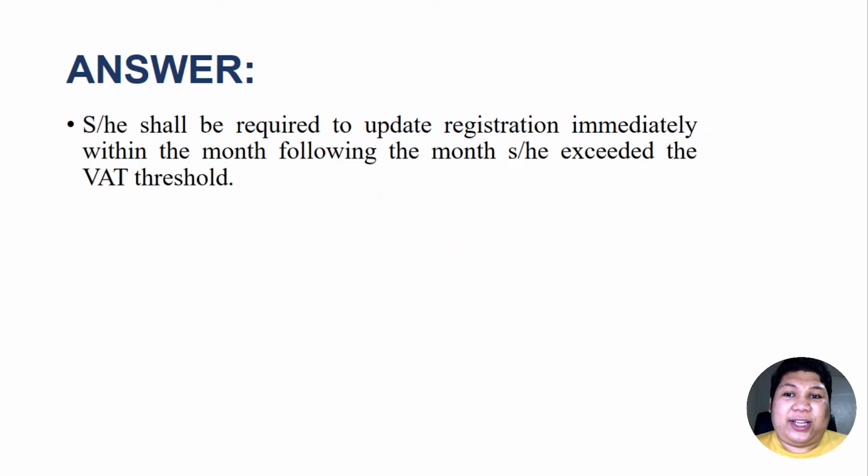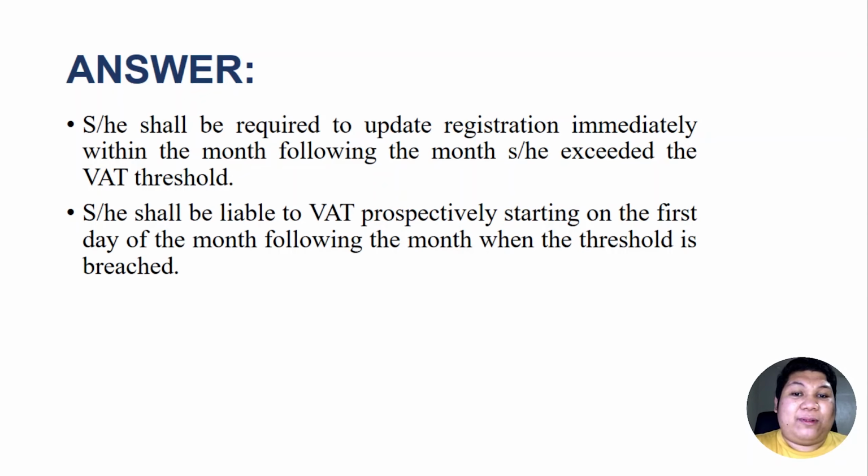He or she is required to update registration immediately within the month following the month he or she exceeded the VAT threshold. So, if you exceeded the 3 million VAT threshold in August, then you must update your registration on the next month, September. Okay? And not later than that month.